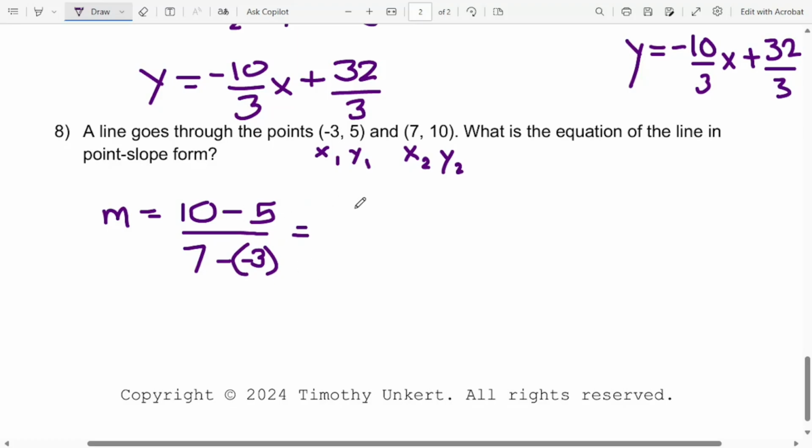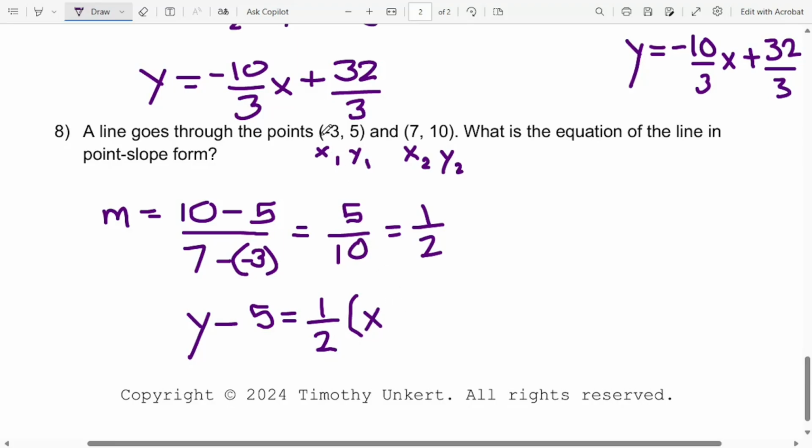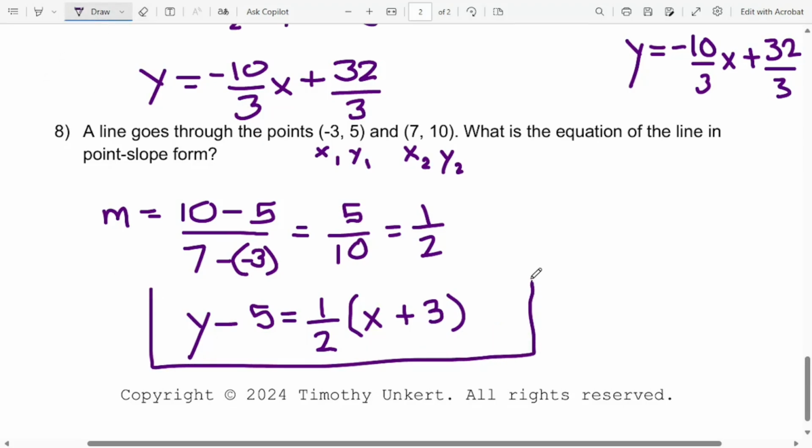So that's going to be 10 minus 5 is 5. 7 minus a negative 3 is 10. So our slope is 5 over 10, which simplifies to 1/2. And then we can pick this point. We can say y minus y sub 1. So y minus 5 equals 1/2 times x minus a negative 3. So x plus 3. And that's it. Let me get rid of that. Redraw that. That's it. That's the solution to this one.